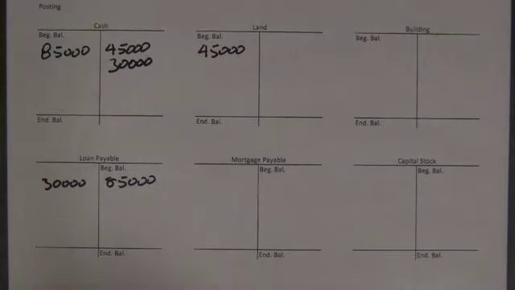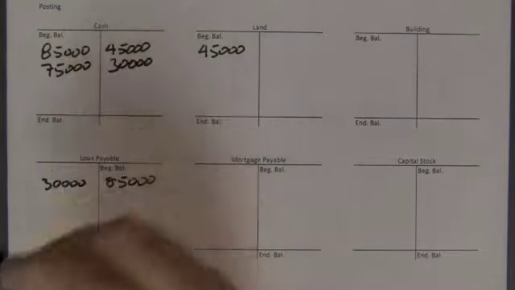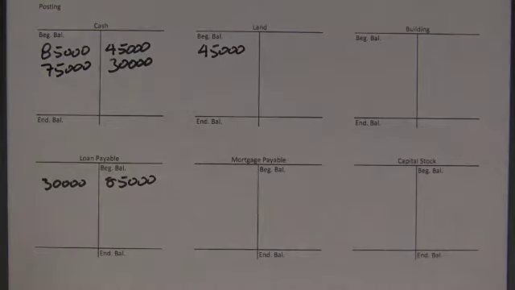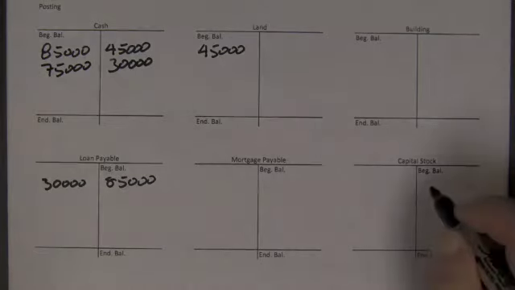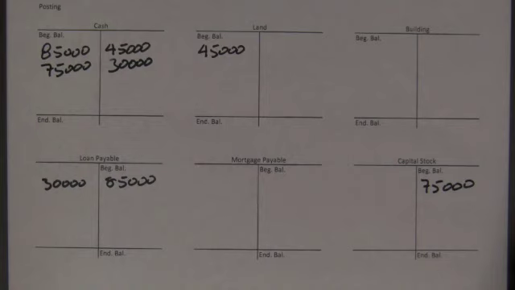3.4 says the company received $75,000 in cash from stockholders. Cash goes up $75,000. Debit cash, $75,000. Capital stock goes up, $75,000. Credit capital stock, $75,000. The last transaction, it says, is the company purchased a building for $130,000.